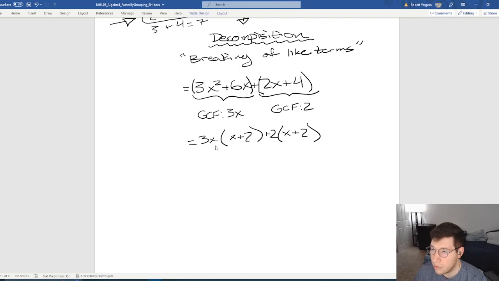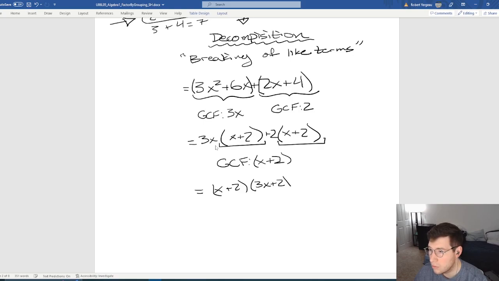And so now, if you take a look, similarly to how we just quickly saw, we have the same factor here in both of these terms. And so I'm actually going to name that the GCF now is x plus 2, and I'm going to factor that out. And so I'm going to write x plus 2 here, and then in my second set of parentheses, I write what's left, and so I have this 3x plus 2. And this is considered the fully factored form.